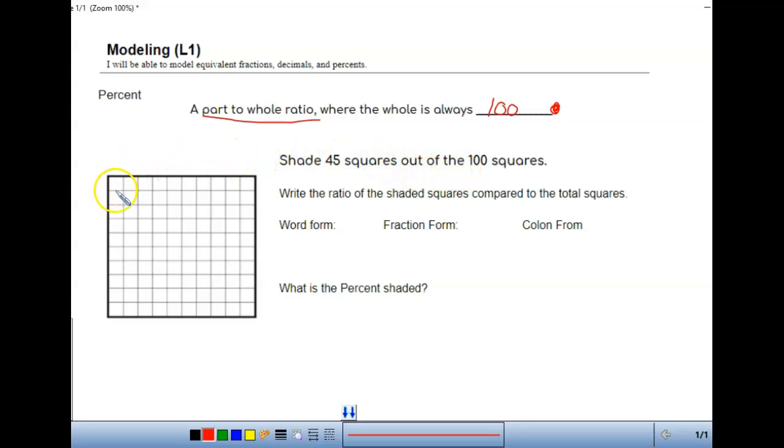So this is a 10 by 10. I know this because 1, 2, 3, 4, 5, 6, 7, 8, 9, 10. 1, 2, 3, 4, 5, 6, 7, 8, 9, 10. Okay, that means there are 100 squares. So I'm going to shade 1, 2, 3, 4. All right, that means I just planned on how I'm going to shade 40 of these squares.